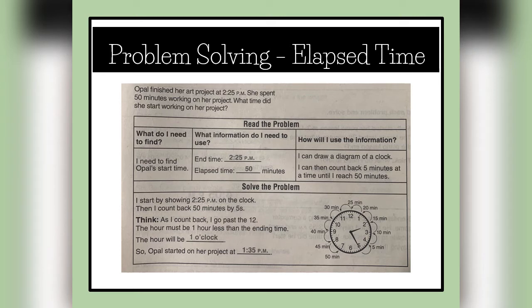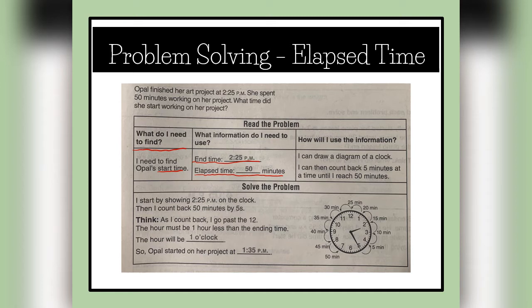Okay, so we know what time she finishes, but we need to find what time she starts. So we have this chart here. So what do I need to find? We need to find the start time. What information do I need to use? Well, we know the end time was 2:25 p.m. and we know how much time went by. The elapsed time is 50 minutes. So how will I use this information? I can draw a diagram of a clock. I can then count back 5 minutes at a time until I reach 50 minutes.